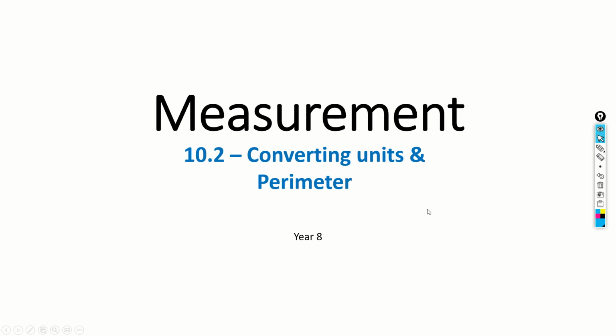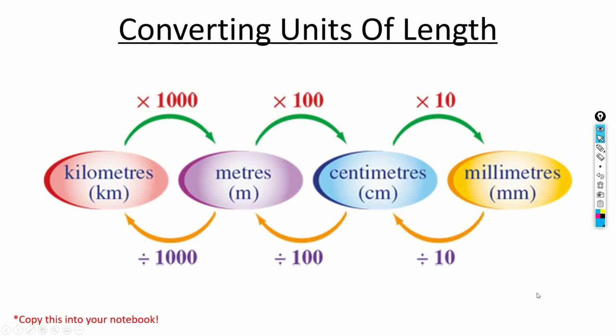Hello, in this video we're going to learn how to convert units of length and how to calculate the perimeter of two-dimensional shapes. Before we start, please copy this guide into your workbook. This is a quick guide for converting units of length because we have 10 millimeters in a centimeter, 100 centimeters in a meter, and 1000 meters in a kilometer.